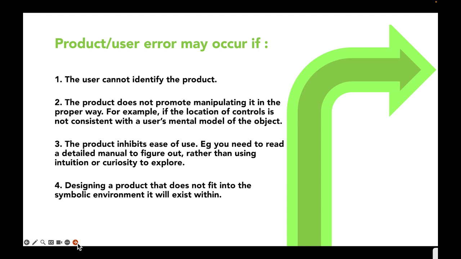However, sometimes things go wrong. So errors can occur if the user can't identify the product. They're really unsure about what it is or what it does. The product does not promote manipulating it in the proper way. For example, if the location of controls is not consistent with the user's mental model of the object.